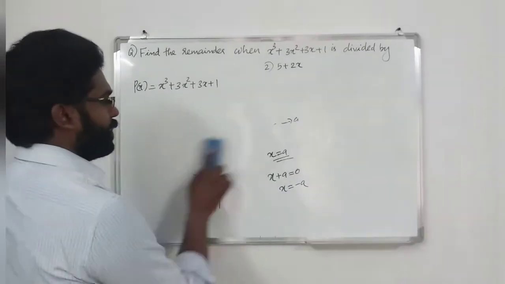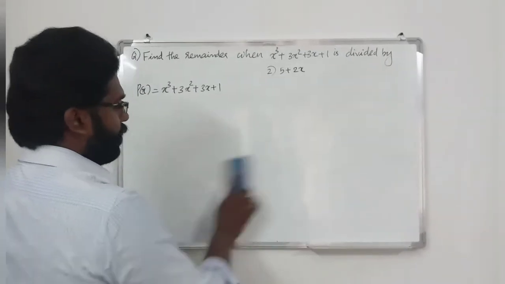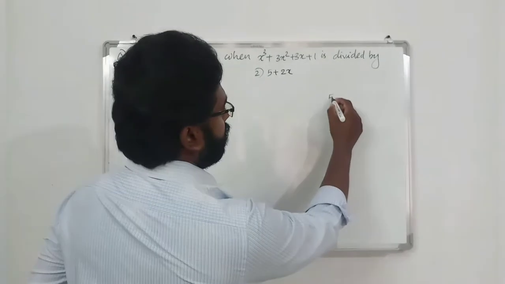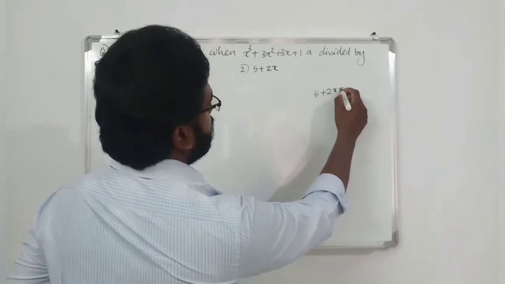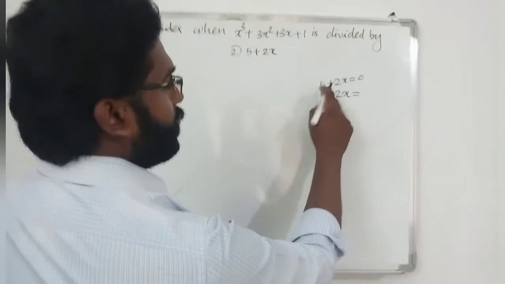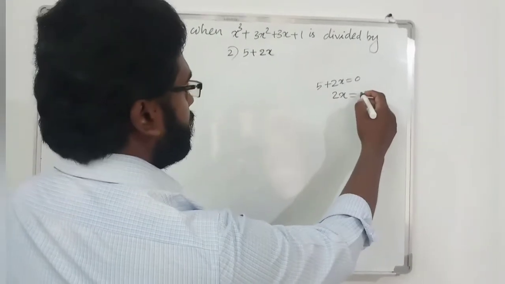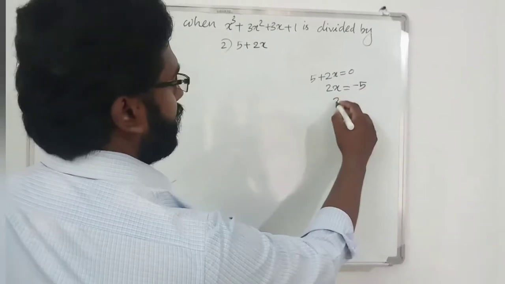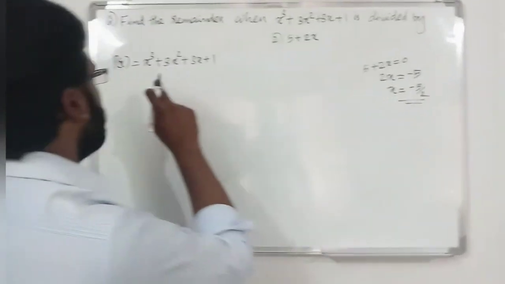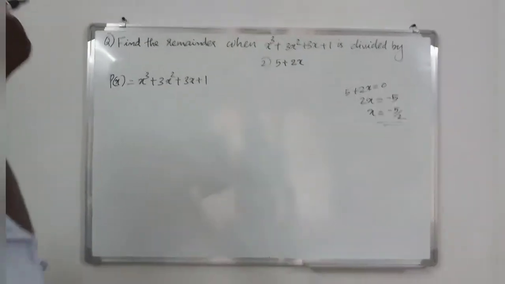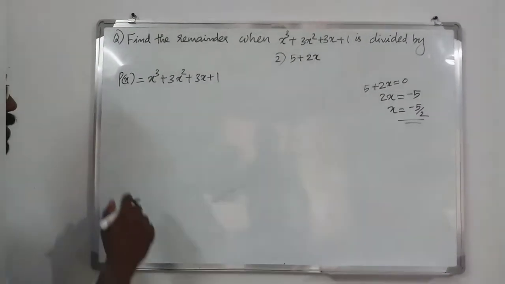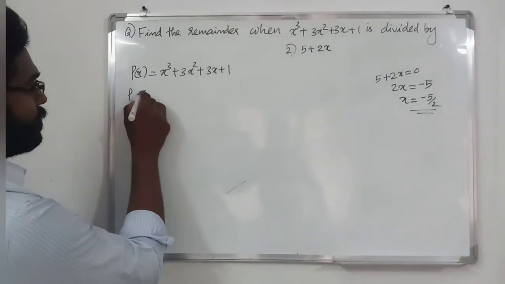Okay. In the same manner, we find the value of x here. 5 plus 2x equal to 0. 2x equal to minus 5, so x equal to minus 5 by 2. So we put minus 5 by 2 here. In this type of question, you just have to be careful when fractions are there. Okay, p of minus 5 by 2.